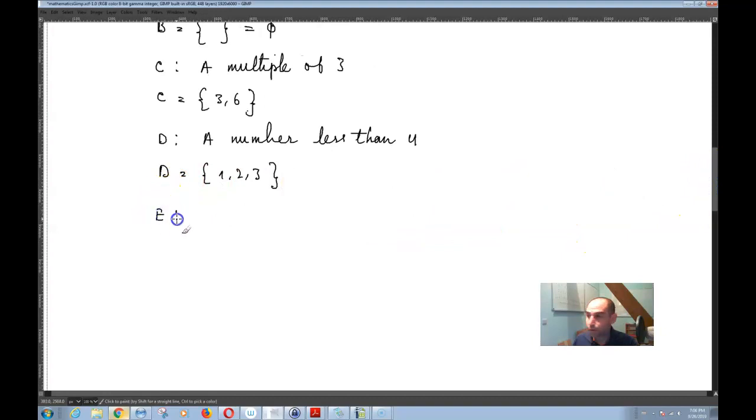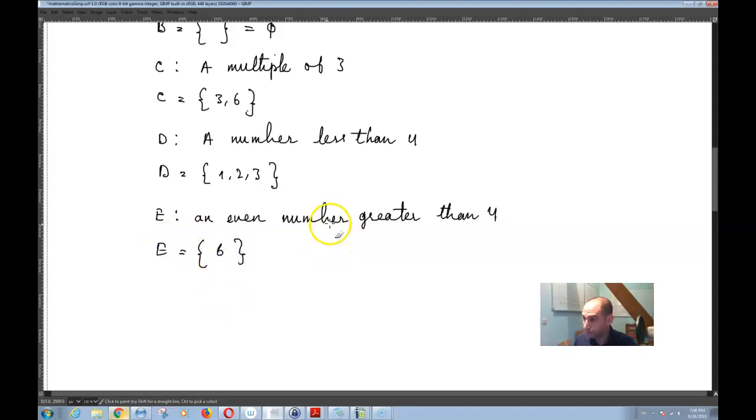Basically, event E would be an even number greater than 4. So then E would be basically 6. And F is the event that a number not less than 3, meaning a number greater than 3. And that would be basically 4, 5, and 6.